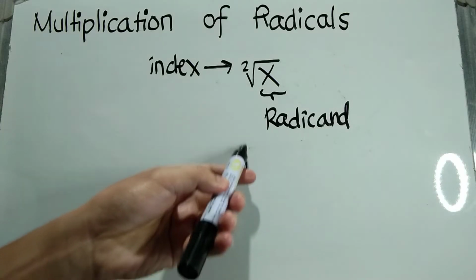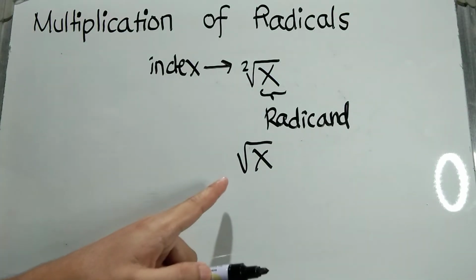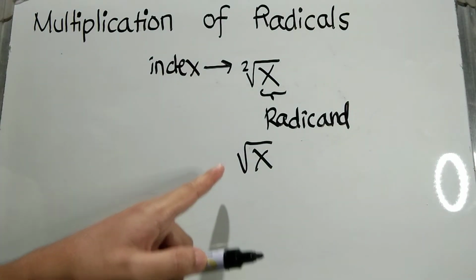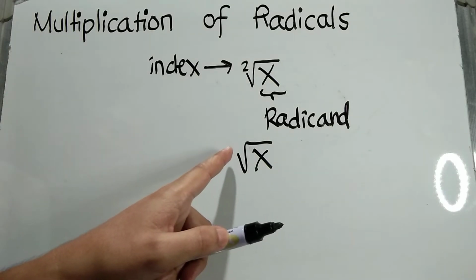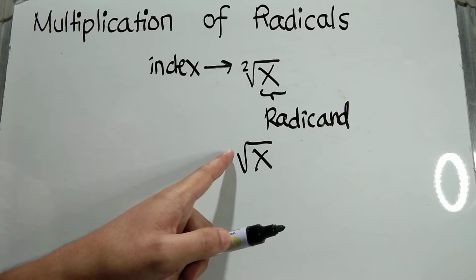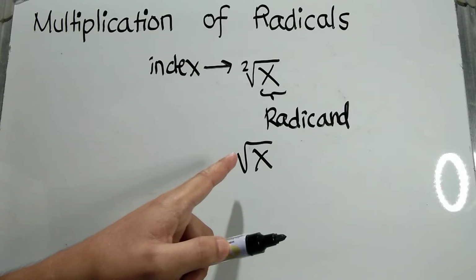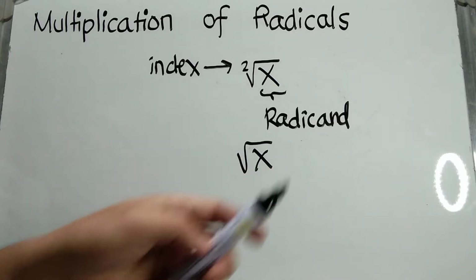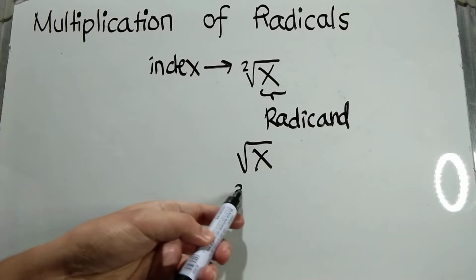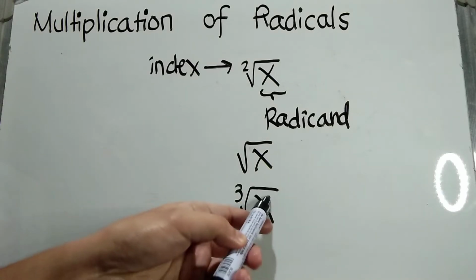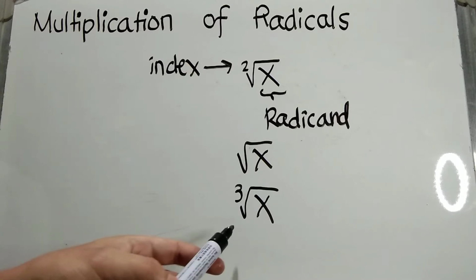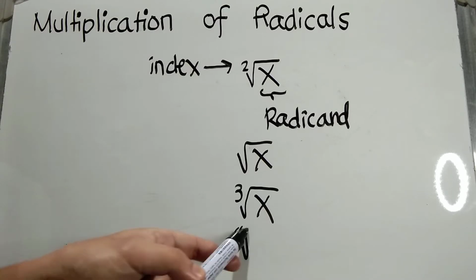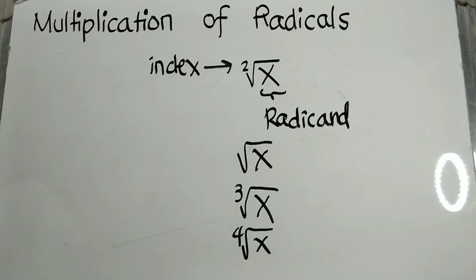So if I have here the square root of x, understandable that our index here is 2, because you may not need to write your index 2. And so if you have here the cube root of x, understandable that your index here is 3. And if you have here the fourth root of x, understandable that your index here is 4.